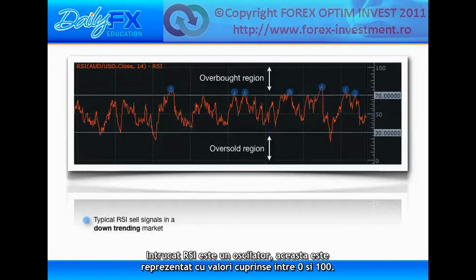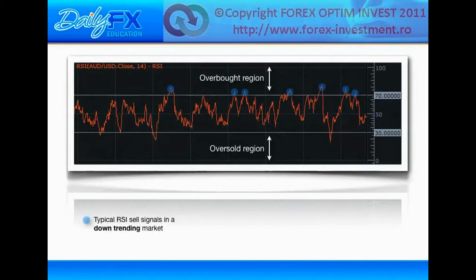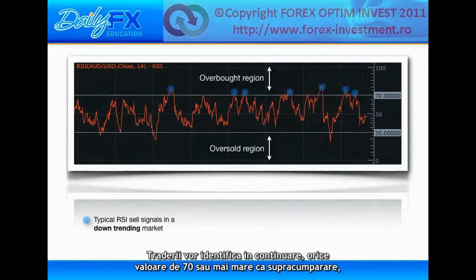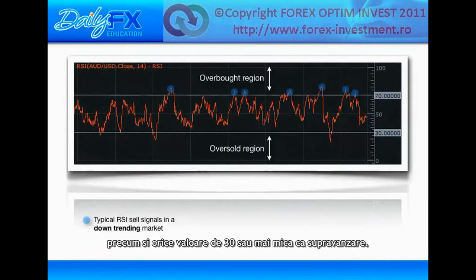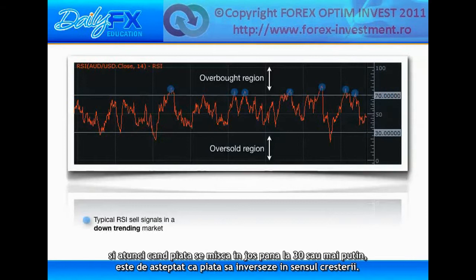Since RSI is an oscillator, it's plotted with values between 0 and 100. The value of 100 is considered overbought, with the likely chance of a reversal to the downside. The value of 0 is considered oversold, with the likely chance of a reversal to the upside. Traders will further identify any reading of 70 or higher as overbought, and any reading of 30 or below as oversold. So the thought process goes, when the market moves to 70 or above, the market is likely to reverse to the downside, and when the market moves down to 30 or below, the market is likely to reverse to the upside.